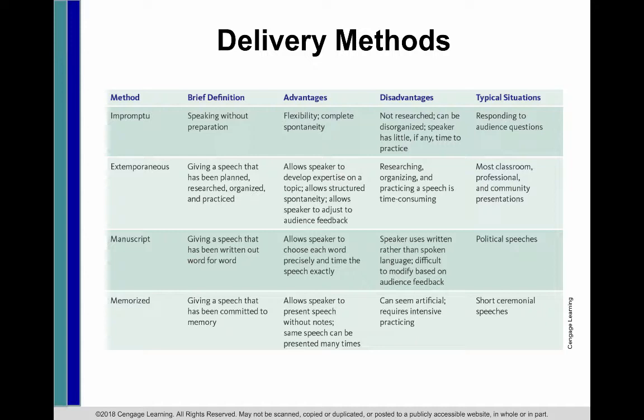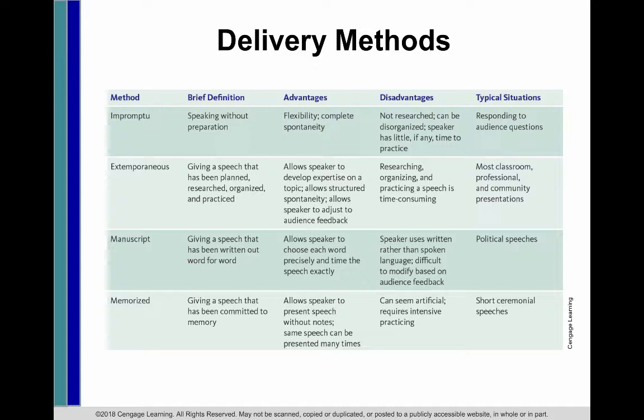The next type, extemporaneous speaking, is the kind of speaking we do in this class. It's very well planned, researched, organized, and practiced, and it allows the speaker to develop expertise on their topic, allows for a level of spontaneity, and allows the speaker to adjust to audience feedback. Its main disadvantage, as you've found out by now, is that the preparation process is time-consuming, but it's a skill that will serve you well in your college classes as well in professional and community presentations throughout your life.